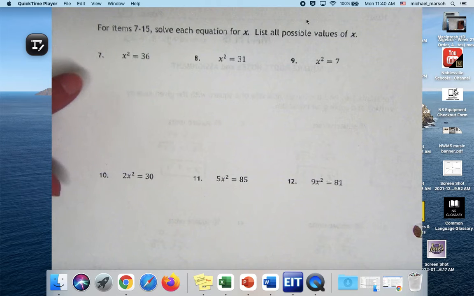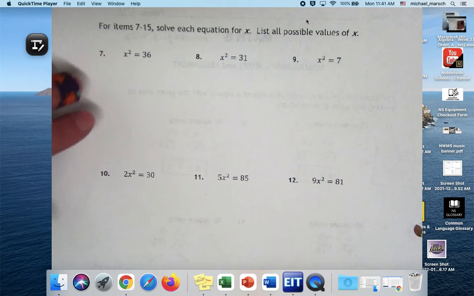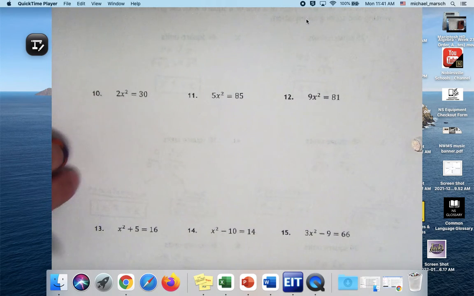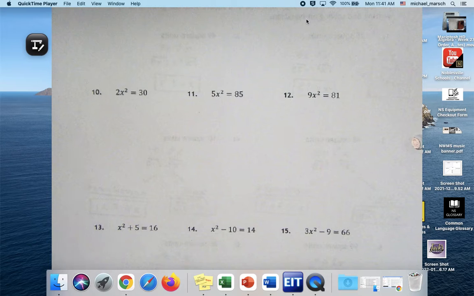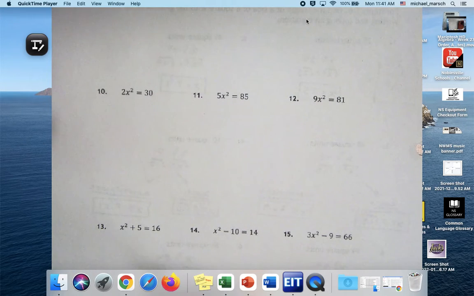We're going to skip 7, 8, and 9 right now. This is where you need the exact and the approximate and the plus or minus. Let's look down here at 10, 11, and 12. It might look really different, but it's not. So imagine this was just 2x equals 30. What would you do with the 2 to get x by itself? Divide both sides by 2.